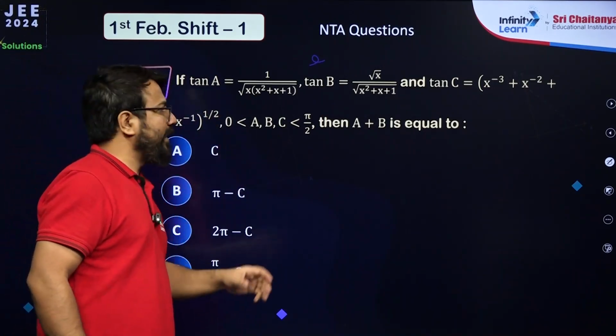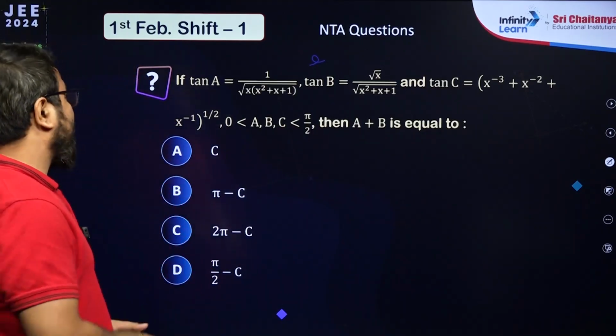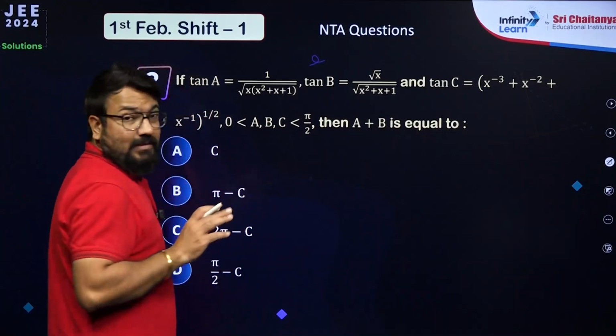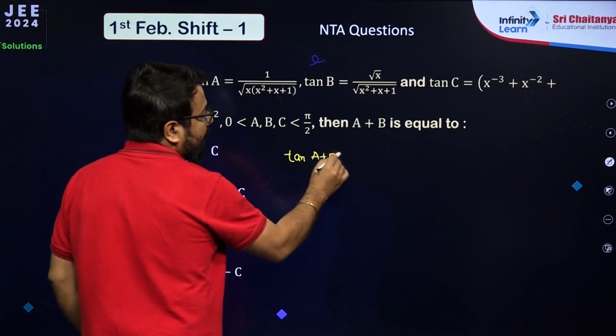A, B, C belong to 0 to 90. We want to get the value of A plus B. How can we do this question? My dear students, tan A and tan B are with us. So I want to write the value of tan(A plus B). How will I be able to write?